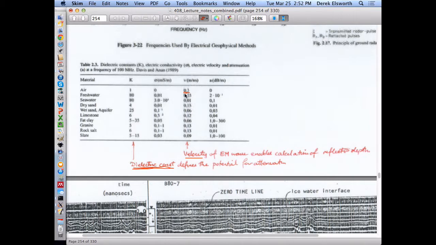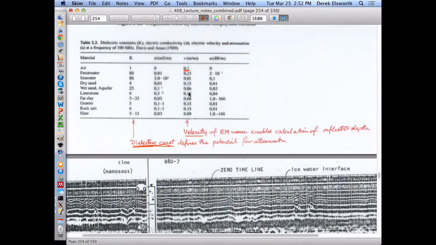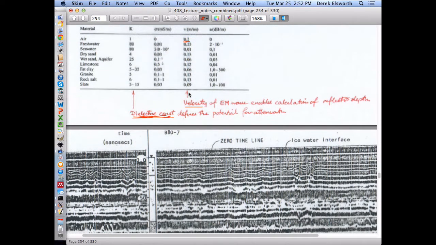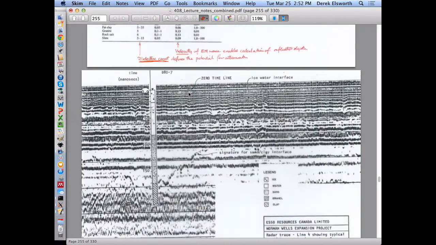I presume electromagnetic radiation is just the same as light, so this should be the speed of light, or close to it, in air, or in a vacuum anyway. You can check whether that's the case or not. And this is a typical profile. This is actually exactly the same.